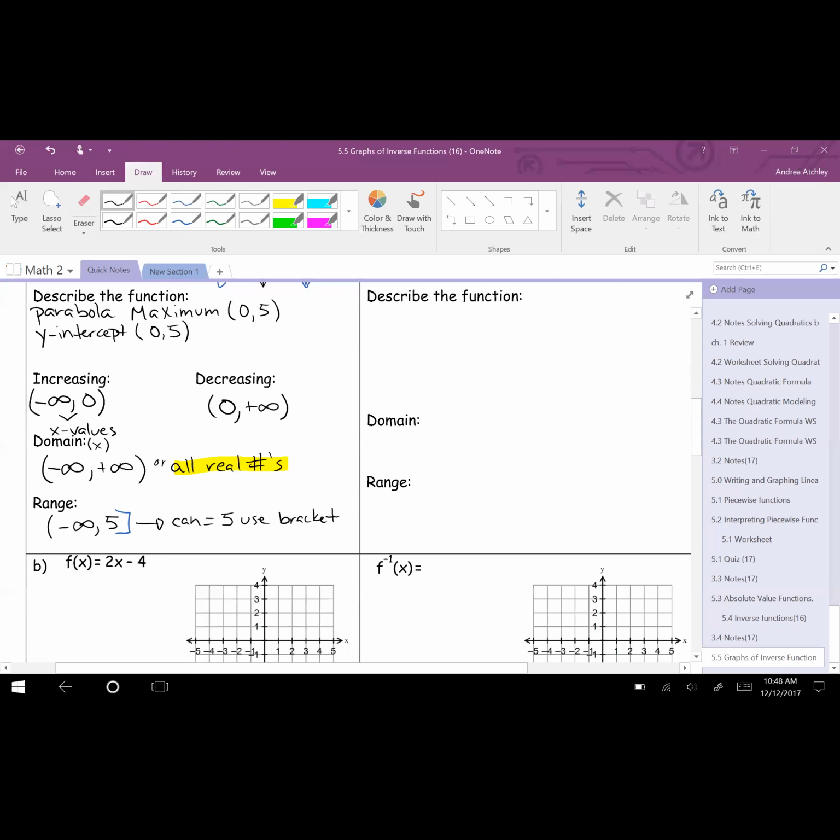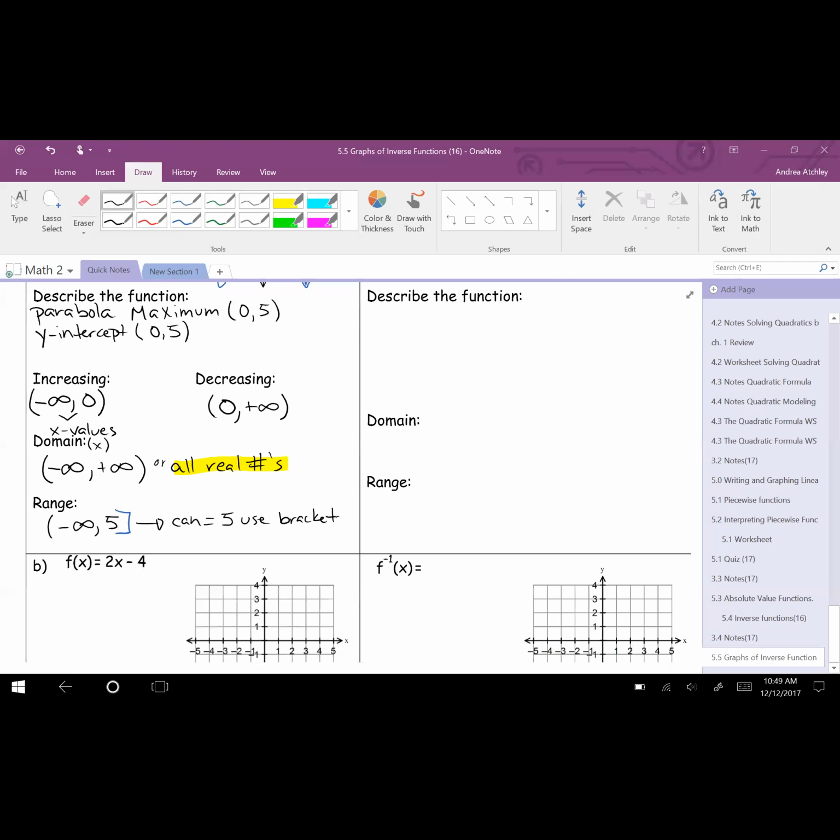Negative infinity is not really a number or a place I can be. I get closer and closer and closer to forever, right? Infinity is basically forever. So I'm never going to equal infinity. That's why I have just the parenthesis. Brackets mean equal, so I can equal the number 5. So that's why I use a bracket. Any questions?